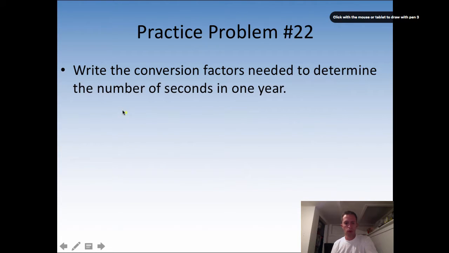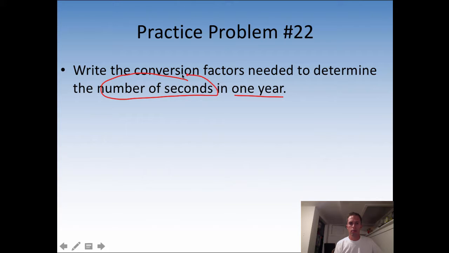So what are they giving us in this problem? They're giving us 1 year. We want to know the number of seconds. So I'm going to circle that. So step 1, take what they give us, 1 year, and put it over 1.